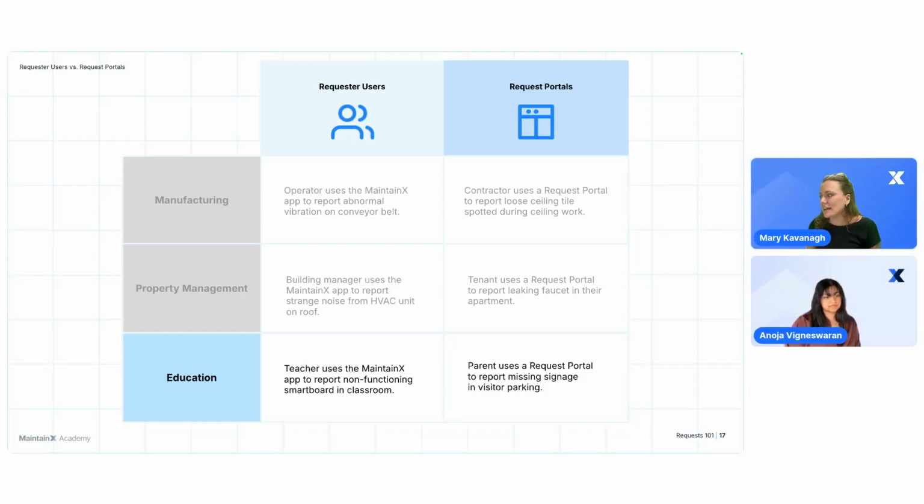However, a parent might use a request portal to report missing signage in visitor parking. Just a general small request. And maybe they'll get a notification just when it's been completed, and that's all they'd need. Awesome.